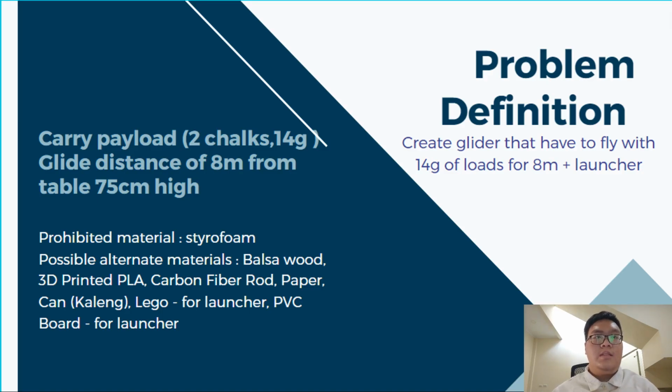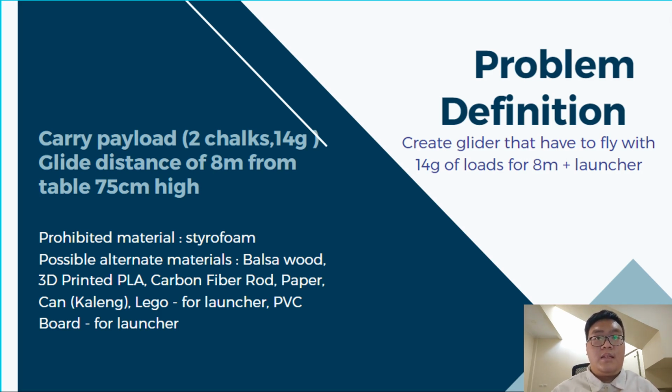In this project, we are required to create a glider that can fly with 14 grams of load for 8 meters. We are required to carry a payload of 2 chalks, about 14 grams, and the glide distance of the target is 8 meters from a table 75 centimeters high.